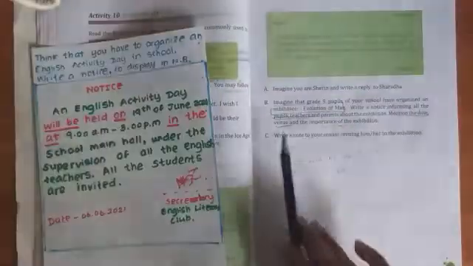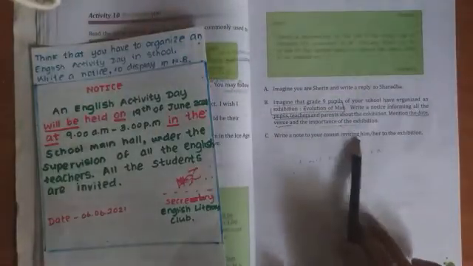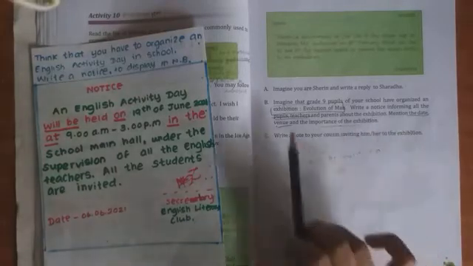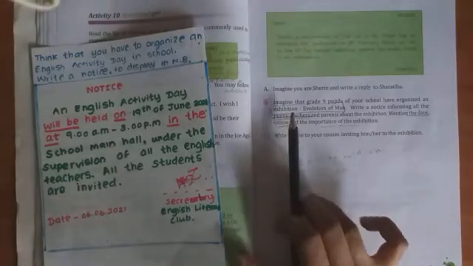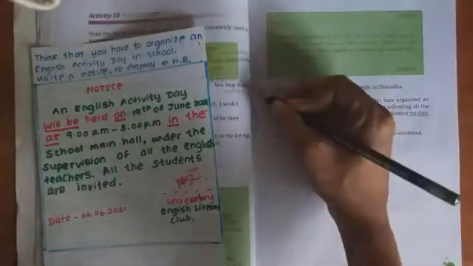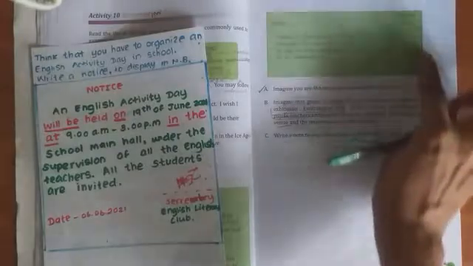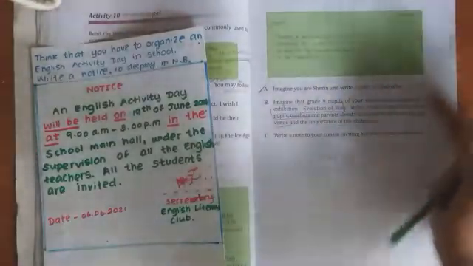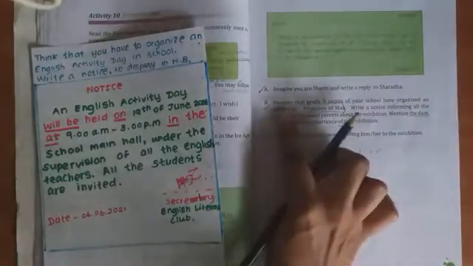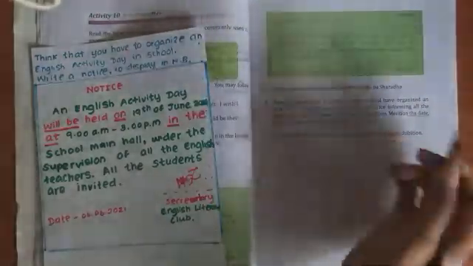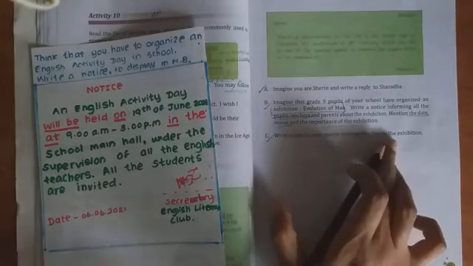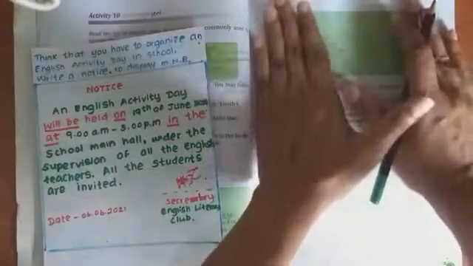Right. Write a note to your cousin inviting him or her to the exhibition. After writing this notice, you have to write a note also. The first thing you have to write is a reply to this note. The second one, you have to write a notice about this situation, about this exhibition. Number 3, write a note to your cousin inviting him or her to the exhibition. So when you are writing the note, you have to use this format.